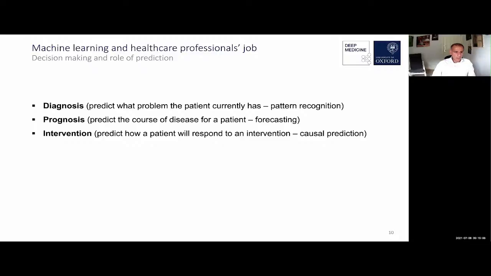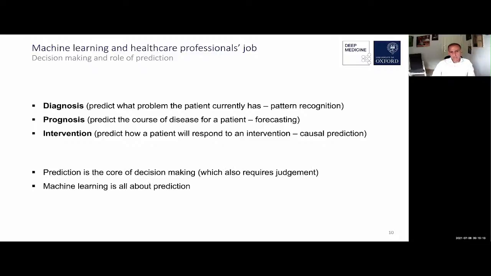But if one looks at these types of activities, it becomes very clear that ultimately prediction is at the core of all of them. Of course, there is a level of judgment that is required as well, but ultimately predicting the course of a disease or the diagnosis that one has or the outcome is what healthcare professionals are expected to do. And of course, we all know that machine learning is all about prediction. So it wouldn't be too surprising that many of those aspects of a healthcare professional's job are likely to be enhanced over time.